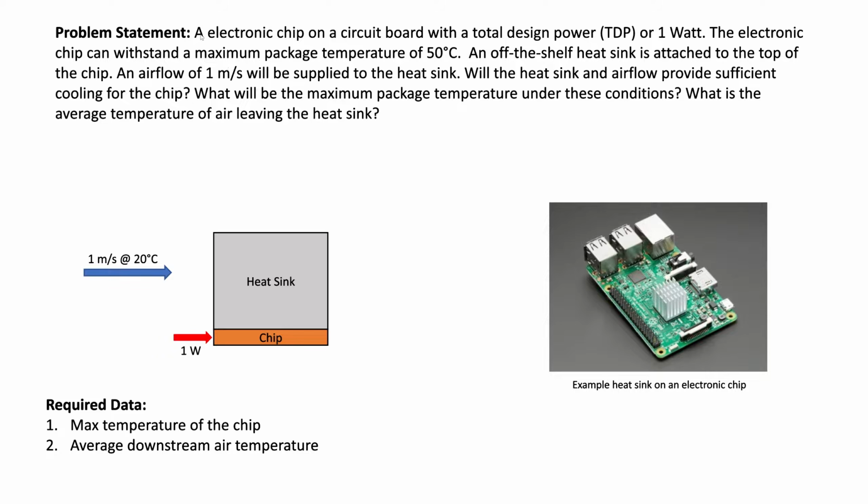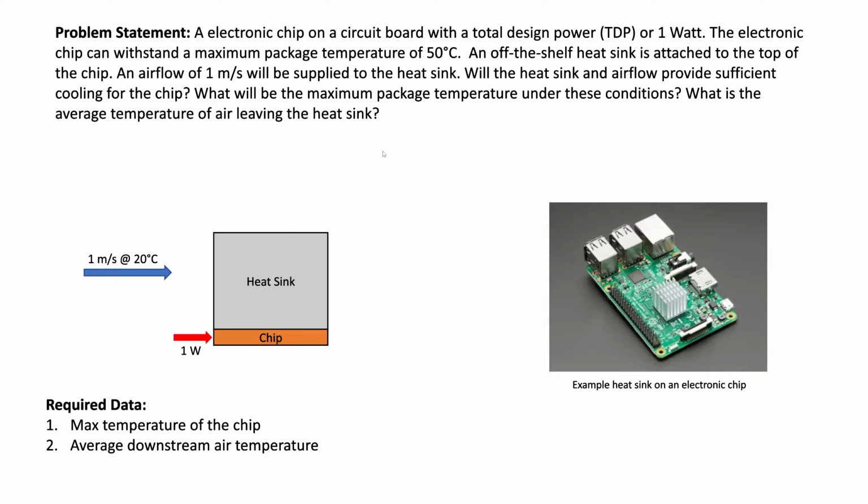The problem statement says that we have an electronic chip that is attached to a circuit board with a total design power of about 1 watt. The electronic chip can withstand a maximum package temperature of 50 degrees Celsius. Onto that package, we're going to attach an off-the-shelf heatsink, and we're going to supply the heatsink with 1 meter per second of airflow. And so we have some questions here.